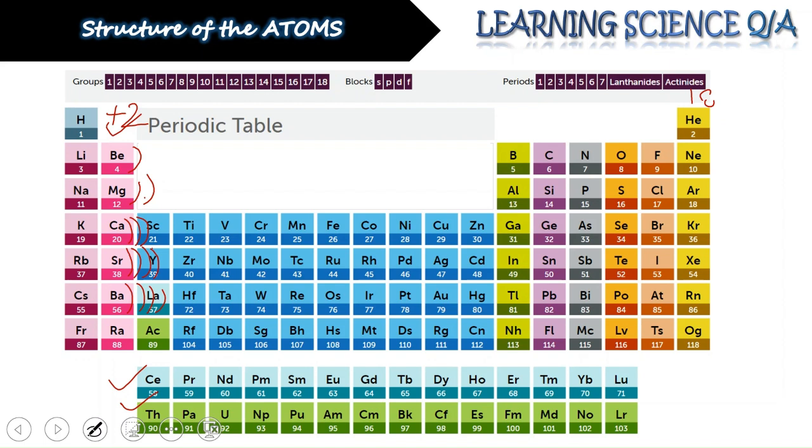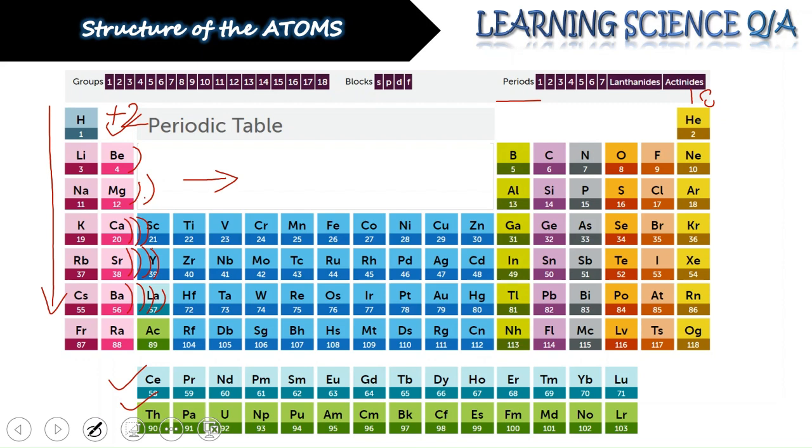And the atomic size will increase as we move from top to down. While moving across the group, what will happen? When we are moving across the period, what will happen? The electrons will be added in the same shell. That will increase the attraction between the nucleus and the electron.